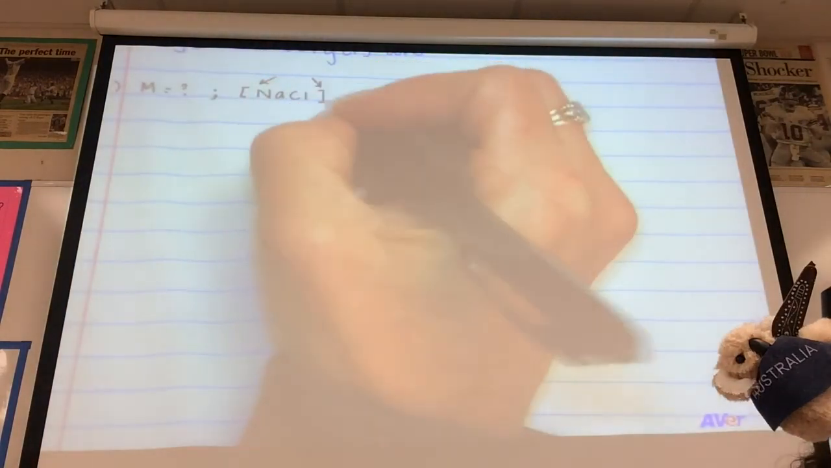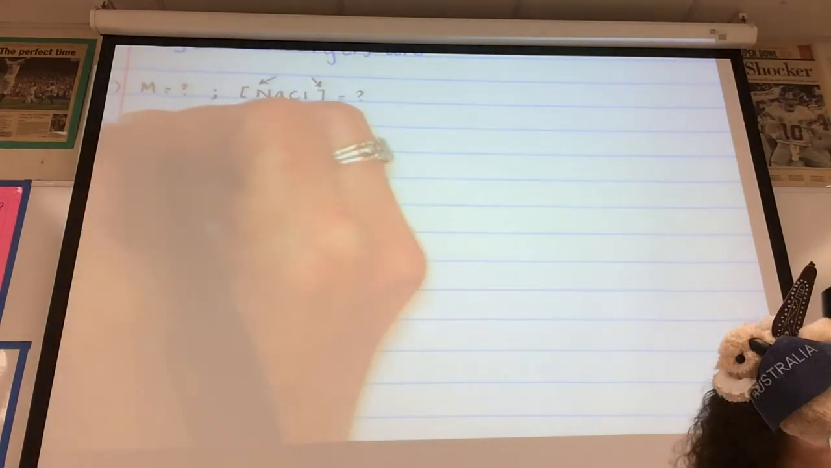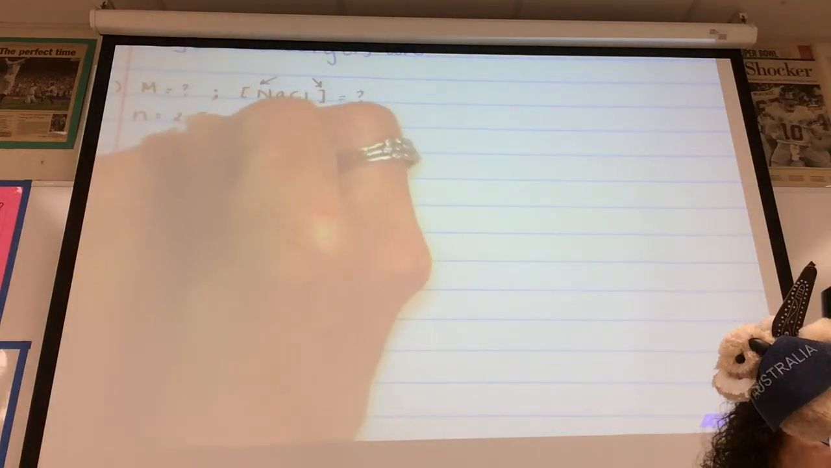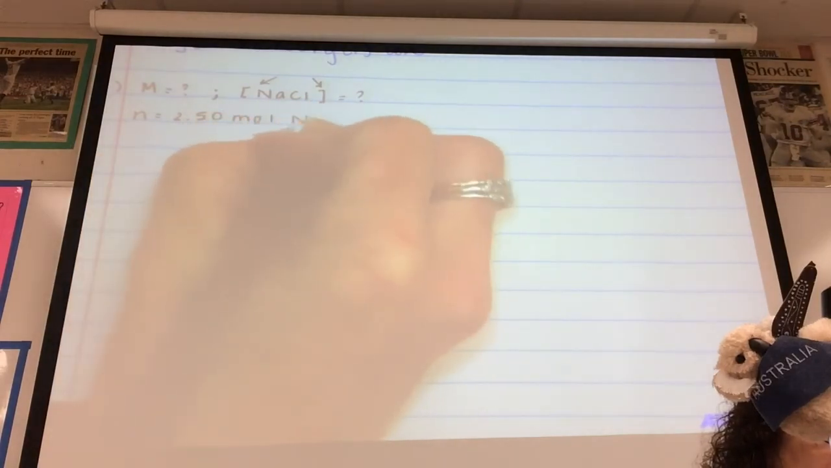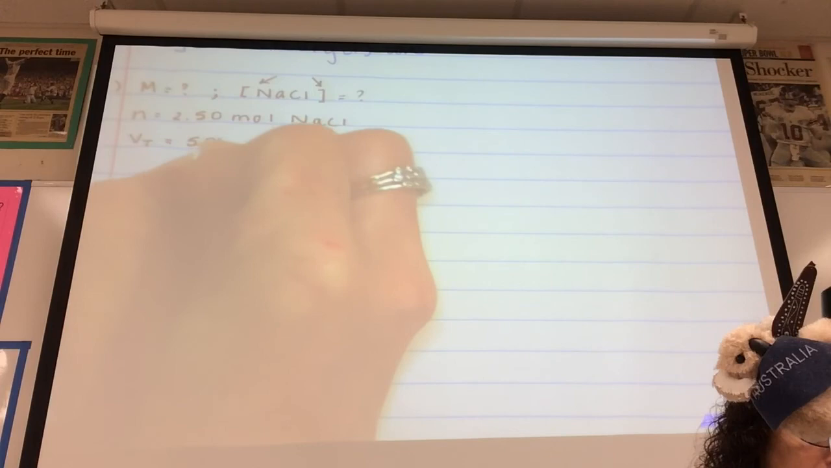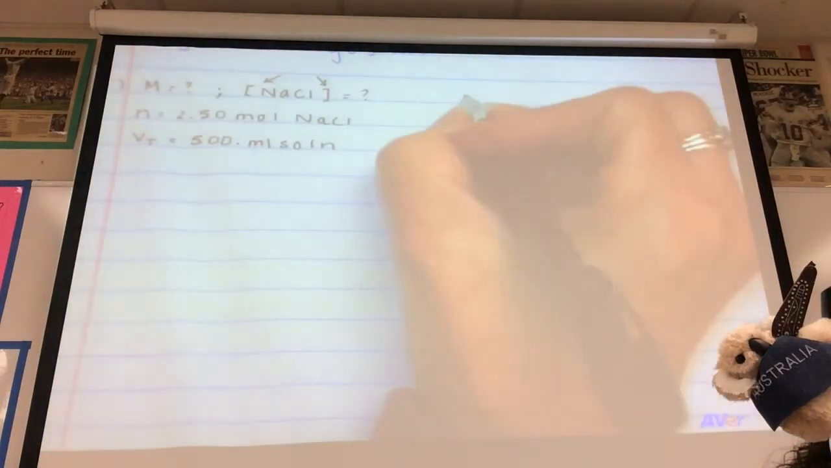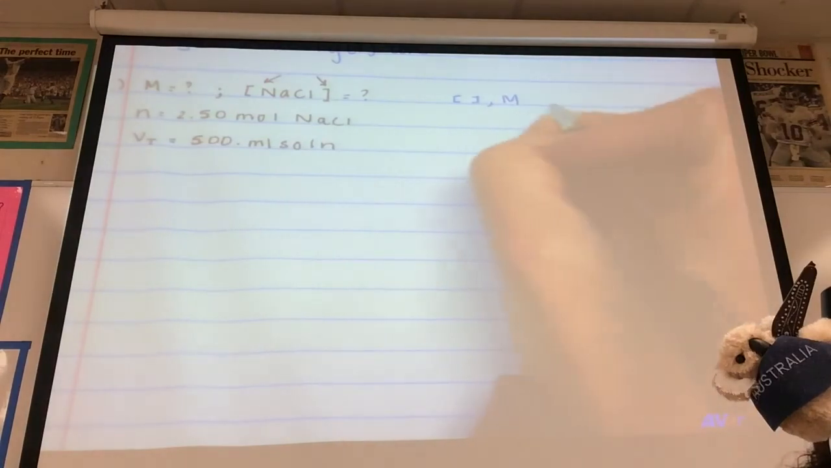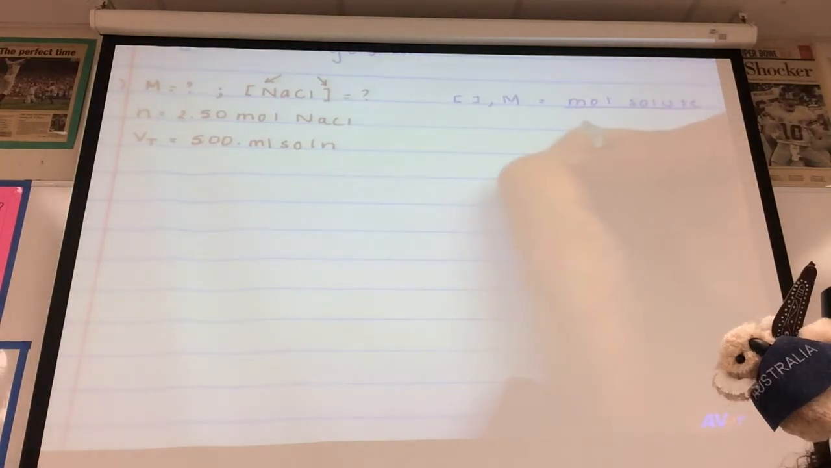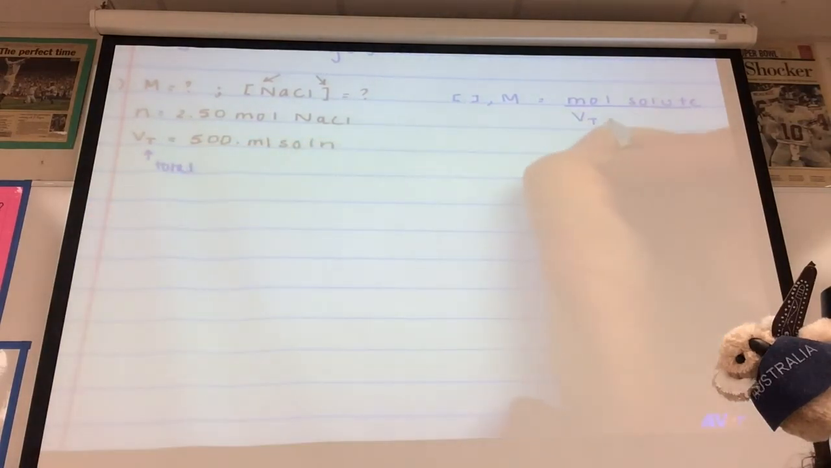These brackets here indicate concentration. We're told that we have 2.50 moles of sodium chloride, and our final volume is 500 mL of solution. Now, concentration in this case as molarity is equal to moles of solute over the total volume, T for total, volume of solution in liters.